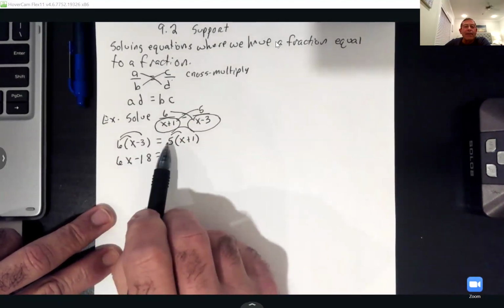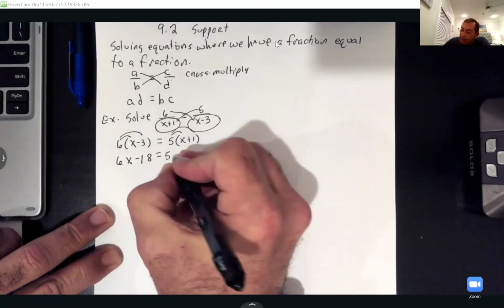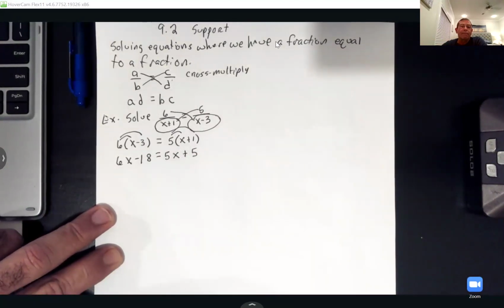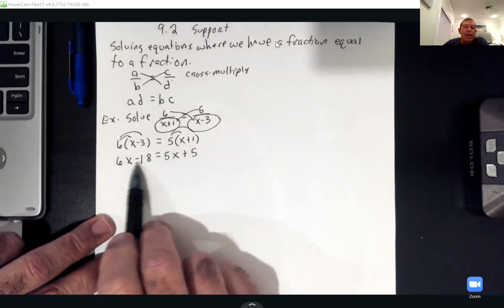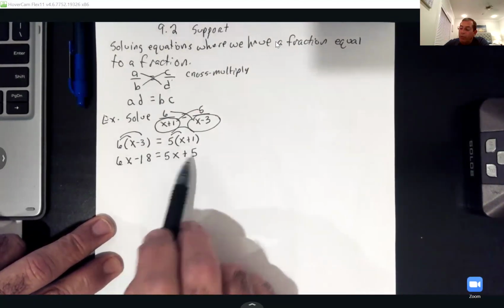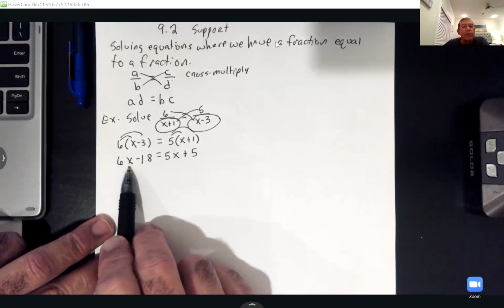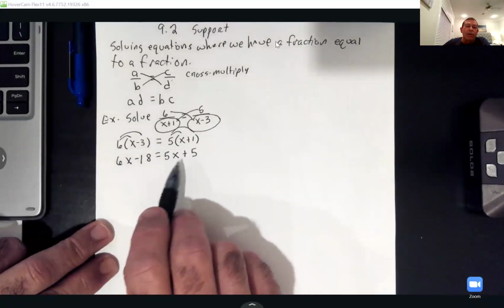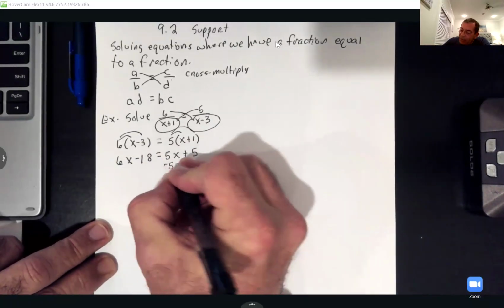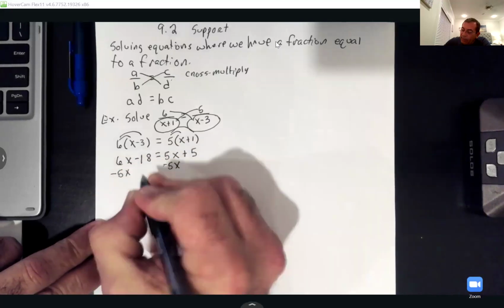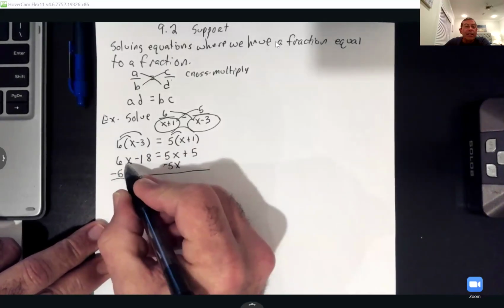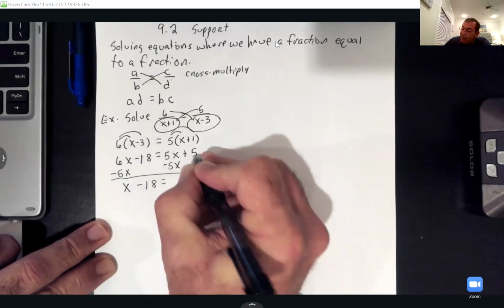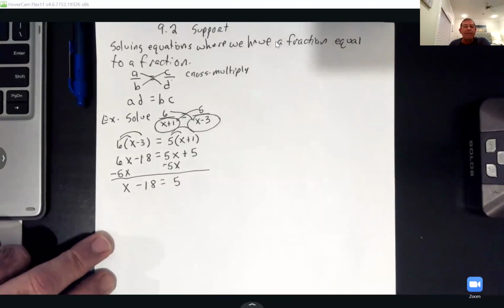That'll equal the right side. 5 times x is 5x plus 5 times 1, which is 5. All right, so now we got an equation, variables and numbers on both sides. So I'm going to move all the variables to the left side and all the numbers to the right side. So first I'll subtract my 5x. So y'all, that'll give me 6 minus 5 leaves me 1x minus this 18 equals this positive 5.